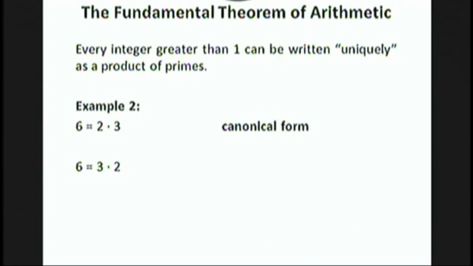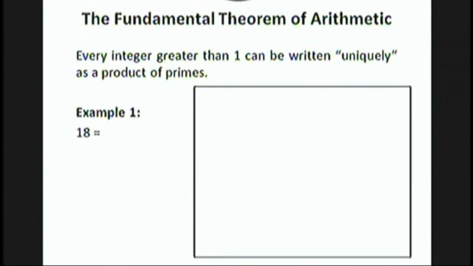So what we do to make it really unique is we always agree to write the prime factorization in what's called canonical form. And that would be this one. The canonical form is when we write the prime numbers in increasing order. Let's look at another example. Let's get the prime factorization of 18 in canonical form.